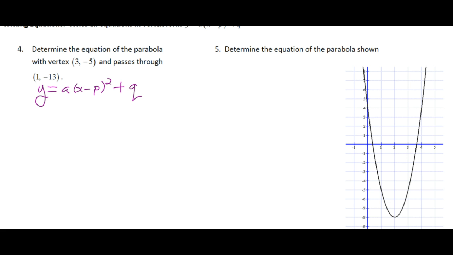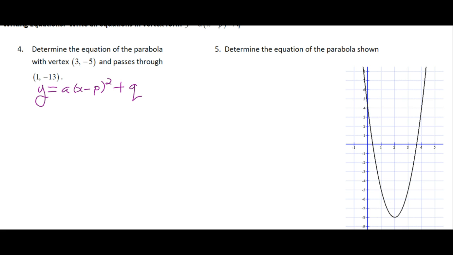Well, I like to start with the formula, right? Because you're going to get a formula sheet and it's going to list these things on it. But by writing this down, what you're basically communicating to everybody is, all right, I know that I'm going to be using the vertex form of the parabola equation, right? Because there are other forms that we're going to study.